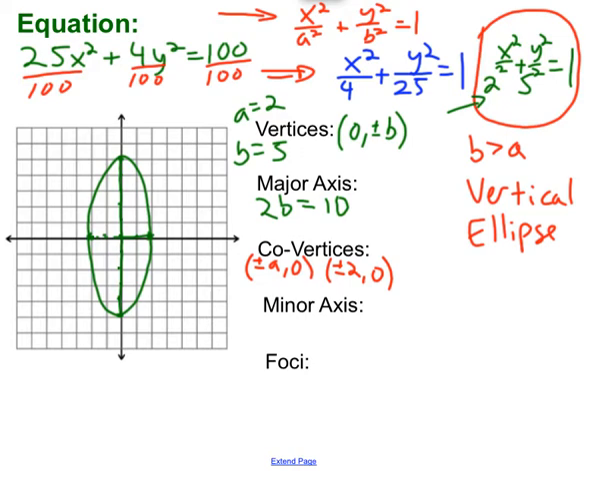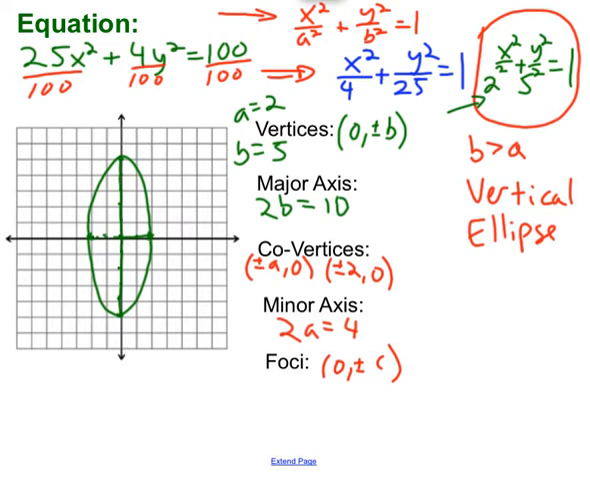Okay, so that is the vertices. We have the major axis. The co-vertices, our minor axis, will be at 2a because this is a vertical ellipse, and a represents the x length, which is the shortest distance to cross. So 2a in our case will be 4. Now how about the foci? The foci are located, in this case, along the y-axis. So our foci will be at 0 plus or minus c. But remember, we need to find c.